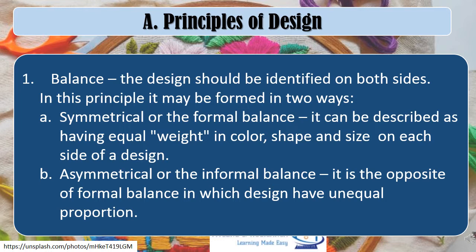The first principle of design that should be observed is the balance. It is the design that should be identified on both sides. In this principle, it may be formed in two ways. First is the symmetrical or the formal balance. It can be described as having equal weight in color, shape, and size on each side of a design. Next is the asymmetrical or the informal balance. It is the opposite of formal balance, in which designs have an equal proportion.